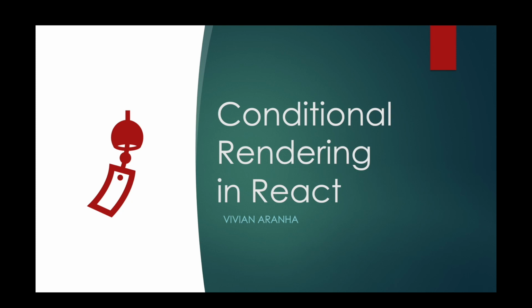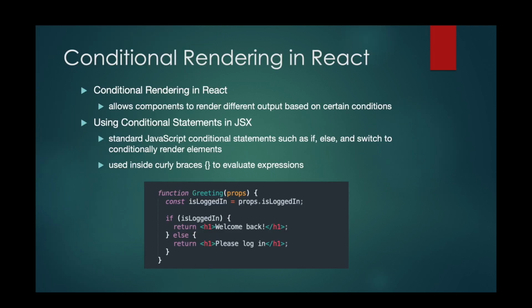Conditional rendering in React. Conditional rendering in React allows components to render different output based on certain conditions. This enables developers to create dynamic and interactive user interfaces where components can change their appearance or behavior based on the application state or user interactions.